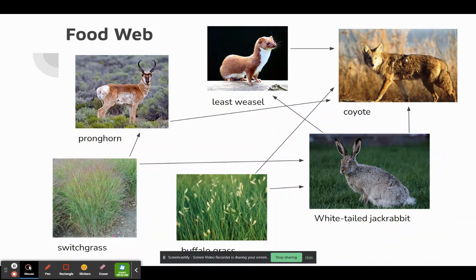So in this food graph, you have the primary producers, which is the switchgrass and the buffalo grass. Then the white-tailed jackrabbit and pronghorn are going to be your primary consumers. The least weasel is going to be a secondary consumer, and then the coyote is actually a primary, secondary, and tertiary consumer because it's eating both rabbits, grass, pronghorns, and weasels.